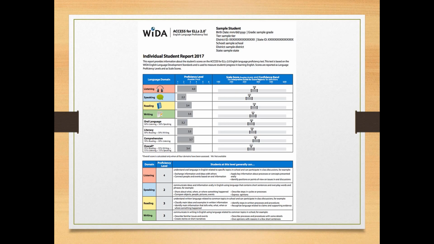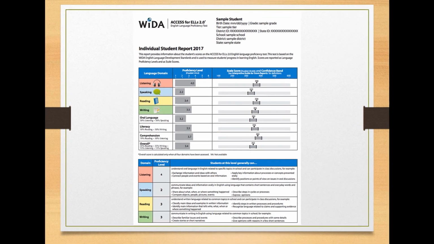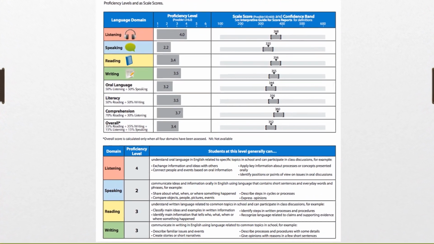Okay, in this example, the listening proficiency is 4 out of 6. That's pretty good. That's a level 4 student. The speaking proficiency, however, is 2.2. That's on the lower end of the speaking proficiency. So why do you want to know these scores? Well, take a look at the bottom. Along with these scores, WIDA provides guidance as to what a student at a certain proficiency level may be able to do.